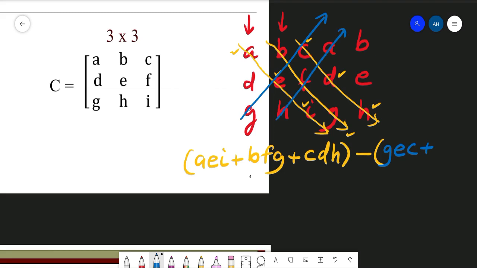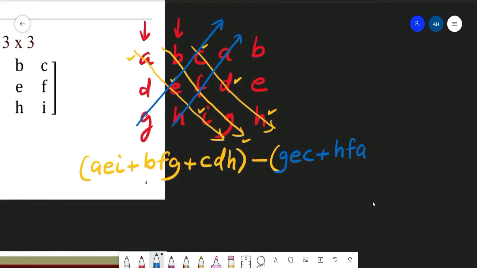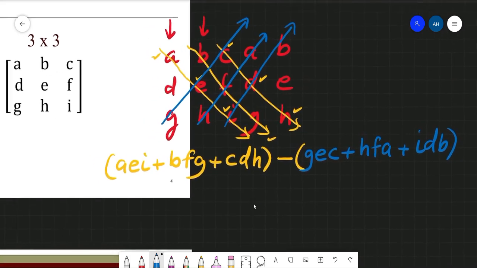That is H multiplied by F and multiplied by A. Okay, like that. Then we have to add the product of the numbers on this arrow here. That is I multiplied by D and multiplied by B. Okay, like that. I hope you understand what I'm doing here.